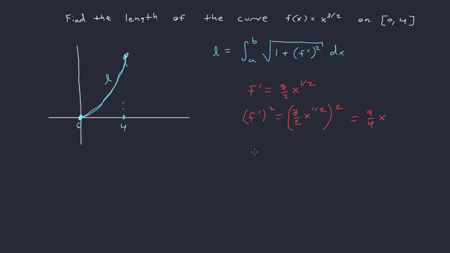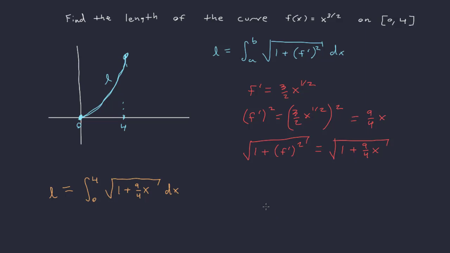Then, well, we're going to put it in this square root thing. All right, so that's going to be the square root of 1 plus 9/4 x. All right, now from here we can just set up the integral. L is going to be the integral from 0 to 4 of the square root of 1 plus 9/4 x dx.